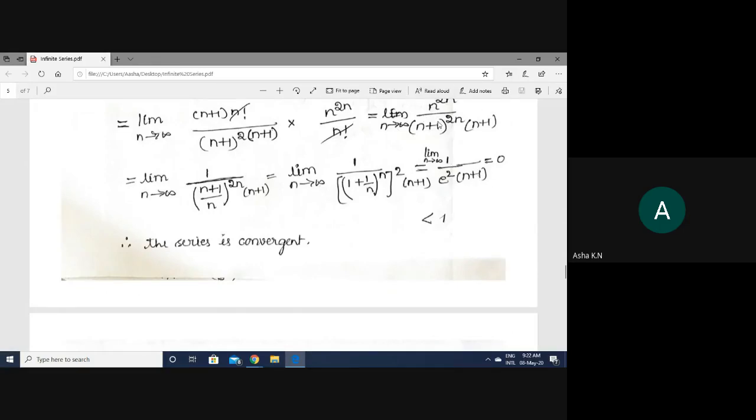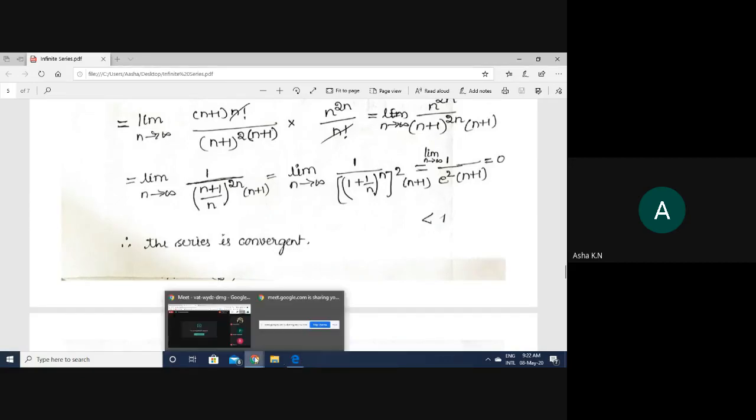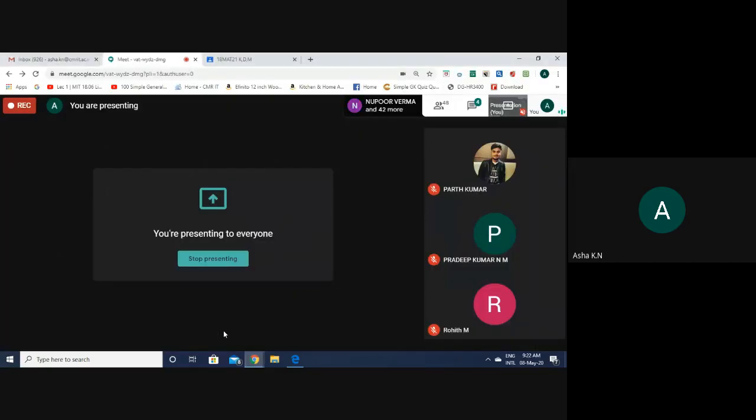In the earlier method, when I explained, it was 1 into n plus 1. Now it is e square into n plus 1. But whatever it is, as n tends to infinity, 1 by infinity becomes 0. The limit is the same. So you are getting 0, and 0 is less than 1. So according to the ratio test, the series is convergent.